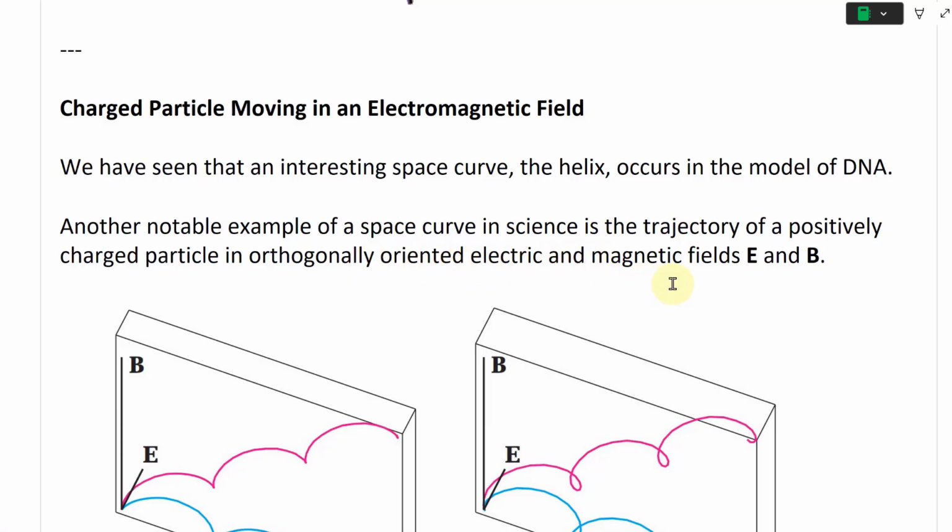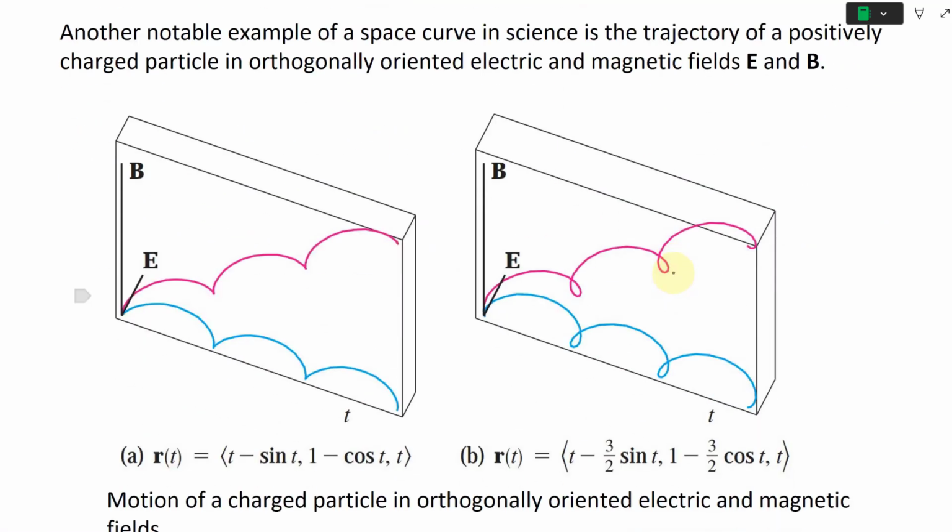electric and magnetic fields. So if you have the magnetic field, the B field, going up like that, and the electric field going sideways like that, what ends up happening is you're going to have a shape that looks like this. Depending on the speed, you're going to have a shape that looks like this, and this is a cycloid.